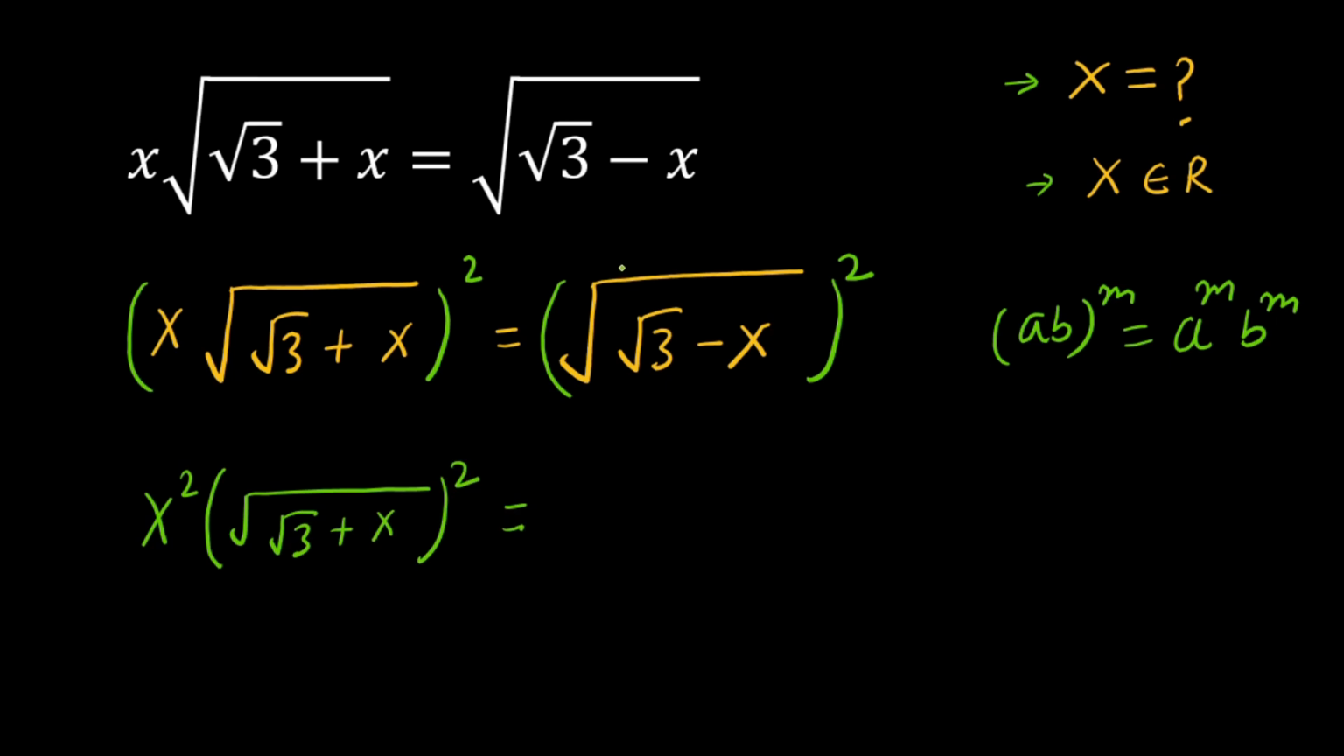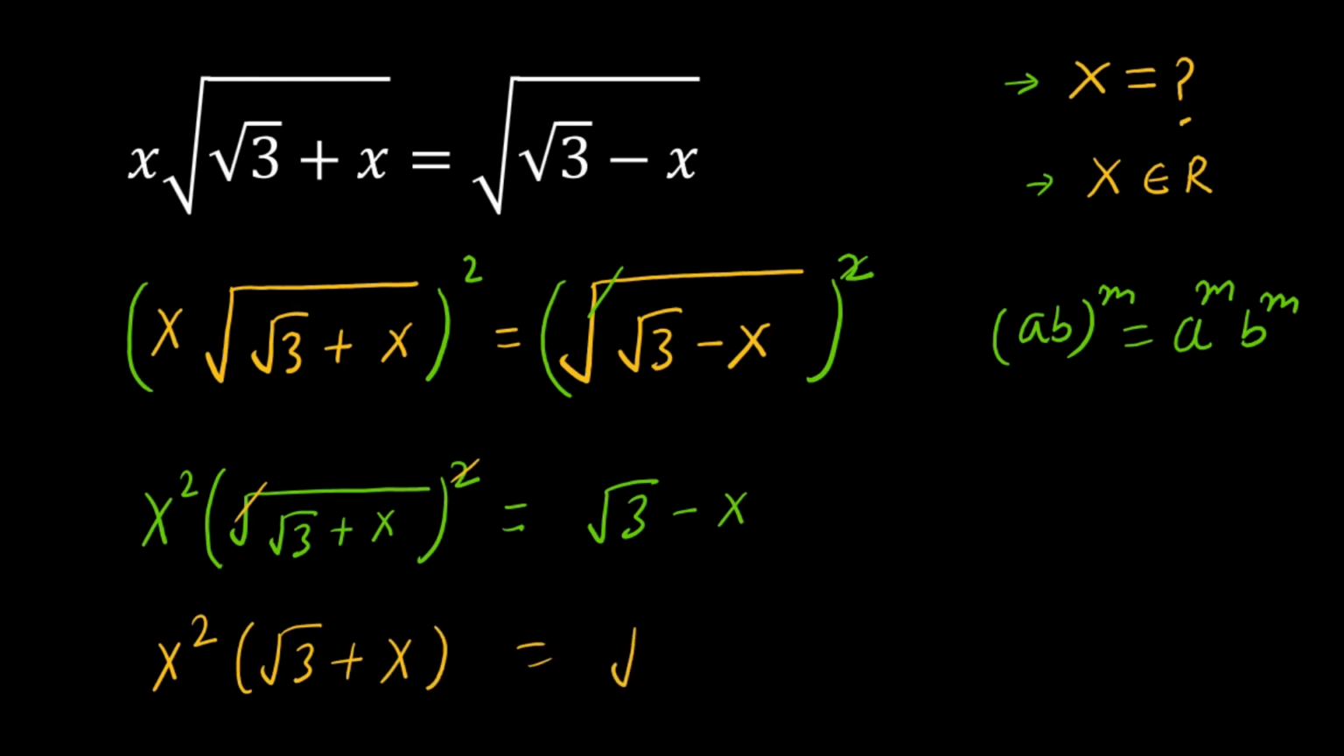this is equal to, on the right hand side, this square root is cancelled out by this square, so here square root of 3 minus x. On the left hand side x square, this square root is cancelled out by this square, so here square root of 3 plus x, and this is equal to square root of 3 minus x. Now this minus x, if we take it to the left hand side, then x square times square root of 3 plus x, and here plus x, and this is equal to square root of 3.